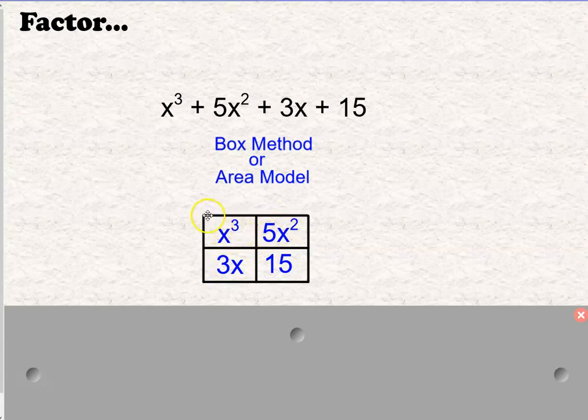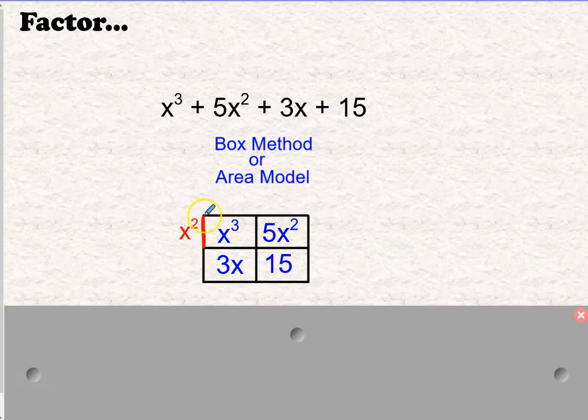Now, I'm going to look at how I could find the area of this box by figuring out what the height along this side is and what the width of the base along this side is. Looking at these 2 terms, this x cubed and this 5x squared, I'm going to ask myself, what's the biggest thing I can pull out of both the 5x squared and the x cubed? And that answer is x squared. So the length of this little part, that length right there, is x squared. Well, if that length is x squared, this is about to set off a chain reaction that's going to spill over into my entire factored form.